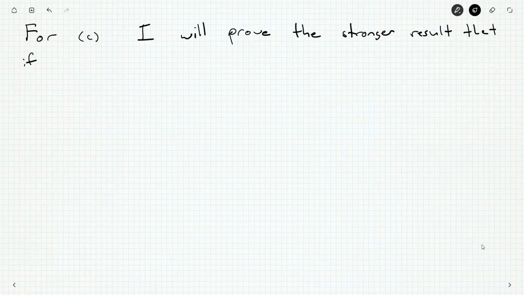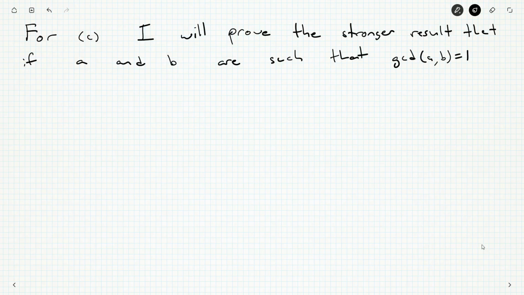That if A and B are such that the GCD of A and B is equal to 1, then I of A, I of B is equal to I of AB. Okay, I'm fairly certain this is true. The question is just, how do we prove this? What do we do?